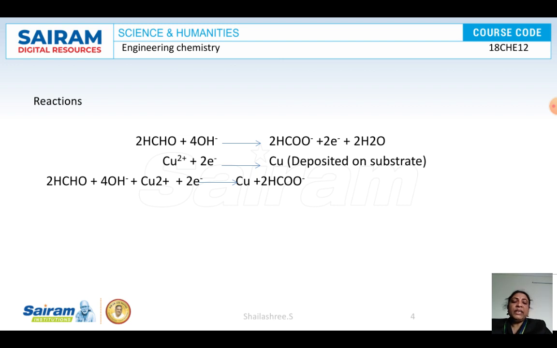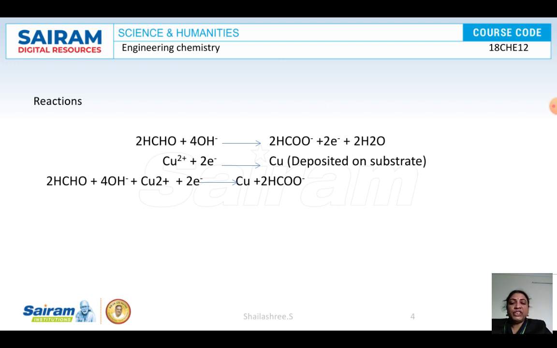And the reactions taking place in the bath are as follows. Formaldehyde is a reducing agent which reacts with hydroxyl ions and gets oxidized to the acid with the liberation of electrons and water. At the substrate surface, copper ions accept the electrons and get reduced to elemental copper, or copper metal, that gets deposited on the surface of the substrate.